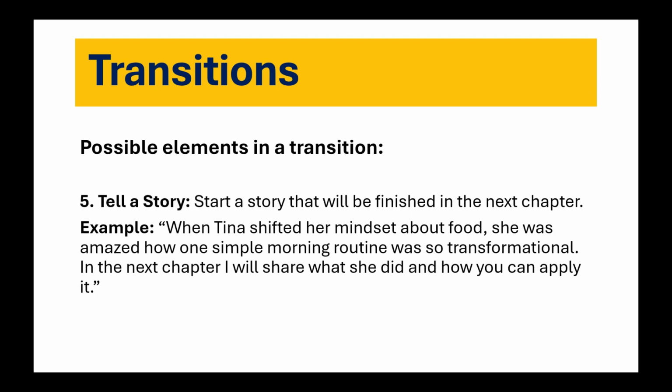Number 5 is telling a story. Start a story that will be finished in the next chapter. This is especially good if it's a really compelling story. Sometimes people will start a story at the beginning of a book and then not tell the end of the story until the end of the book. There's different ways of using stories like that as well. But an example would be, when Tina shifted her mindset about food, she was amazed at how one simple morning routine was so transformational. In the next chapter, I will share what she did and how you can apply it.